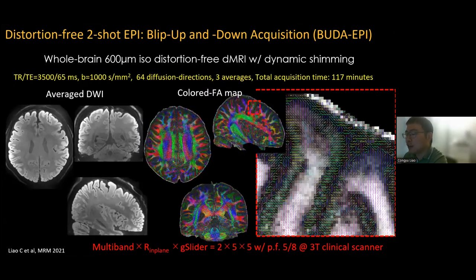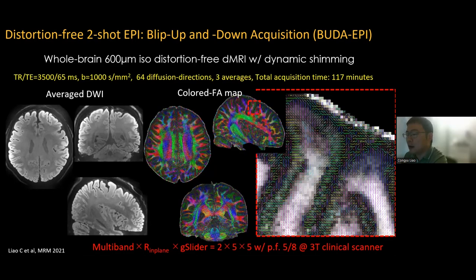These figures show the average DWIs and the colored FA maps of the 600 micron isotropic data. The zoom in figure shows the sagittal view of the colored FA, displaying the high resolution capability of the 600 micron data. The gSlider-BUDA EPI with dynamic shimming provides distortion-free 600 micron diffusion images, which are beneficial for mapping cortical diffusion patterns.